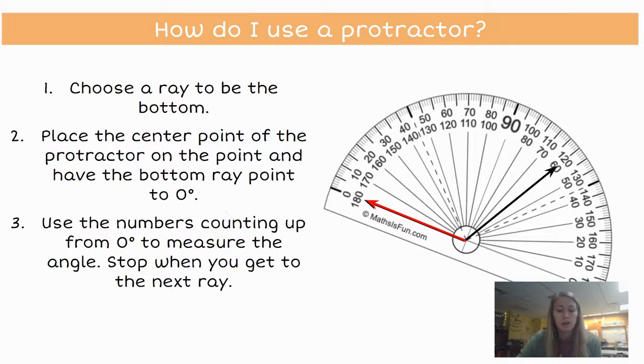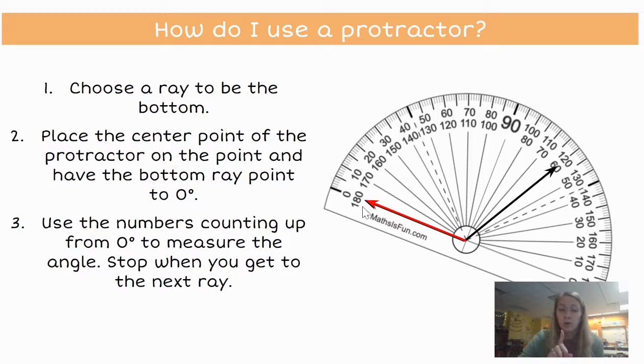Then, step 3, we use the numbers counting up from 0 to measure the angle. Stop when you get to the next ray. Now notice our angle is pointing a different direction this time. Last time we counted up from this 0 over here. This time our angle is pointing in a different direction, so we have to count up from the 0 that's on the outside. That's why you see there's 2 sets of numbers. It just depends if your angle is pointing in one direction or the other direction.